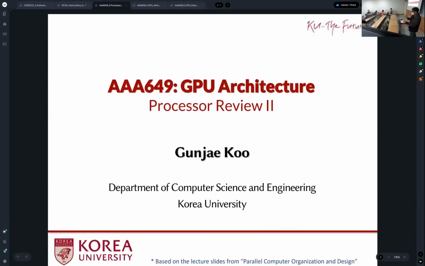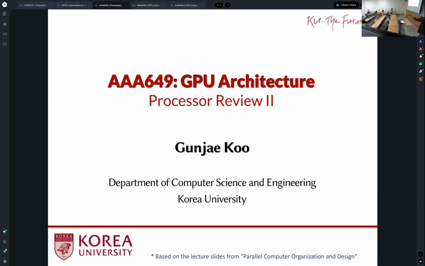Okay. So I will briefly review what we learned in the previous class. In the previous class, we learned about the out-of-order processor architecture. And the GPU is a parallel processor architecture.